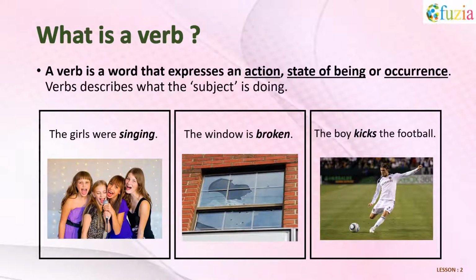So what is a verb? A verb is a word that expresses an action, a state of being or occurrence. Verbs describe what the subject is doing. Like the girls were singing, the window is broken, the boy kicks the ball.